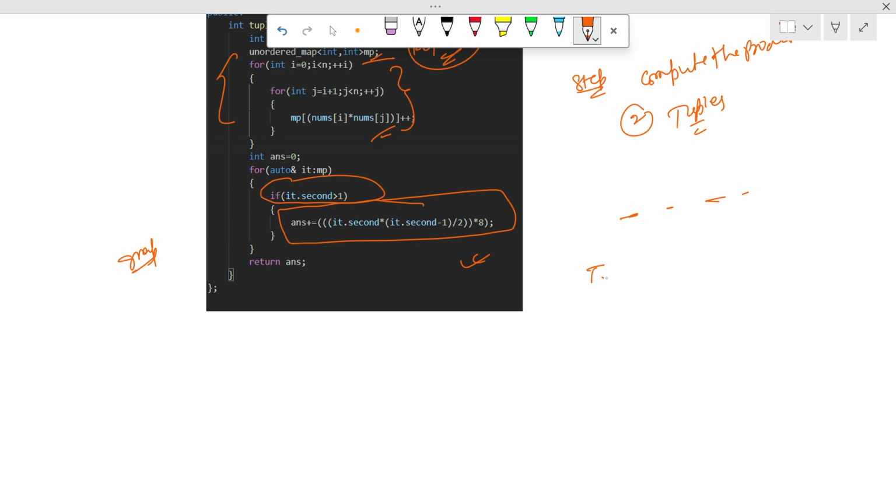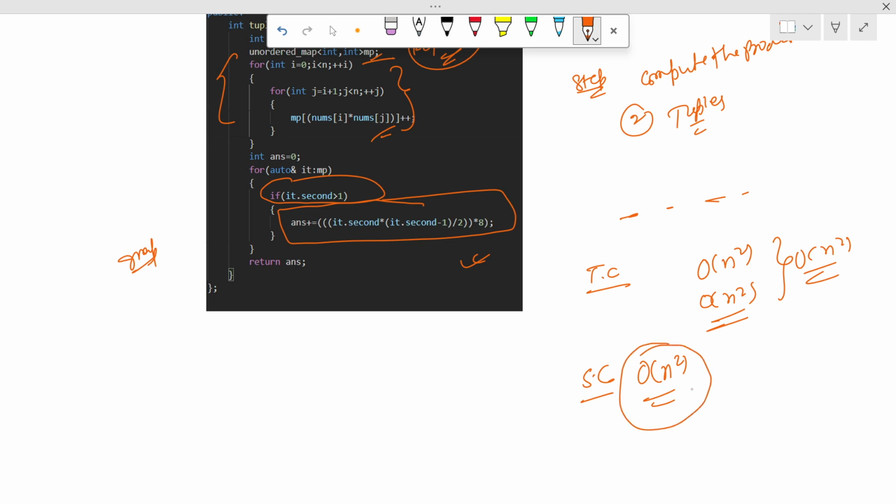The time complexity of this code is: we have a nested loop of O(n square), and the hash map also takes O(n square) for processing all the conditions. So the total time complexity of this code is O(n square). The space complexity of this code is: we store O(n square) unique products in our map. So the total space complexity of this code is O(n square).